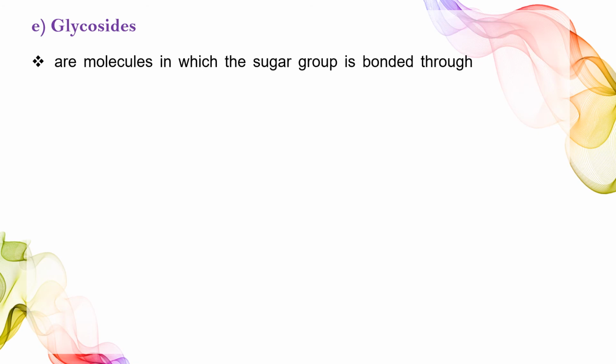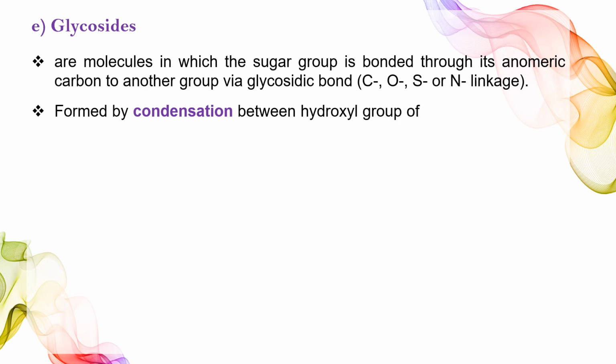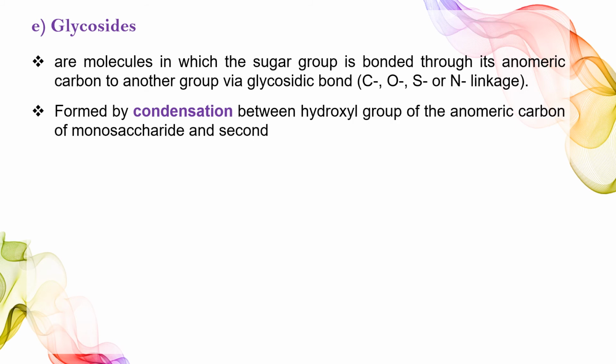And lastly, we're going to cover the glycoside. It is a sugar bonded to another group on its anomeric carbon via either a carbon, oxygen, nitrogen, or sulfur glycosidic bond. Glycosides are formed when the hydroxyl group of the anomeric carbon of a monosaccharide undergoes condensation with the hydroxyl group of a second molecule, and this will eliminate water.